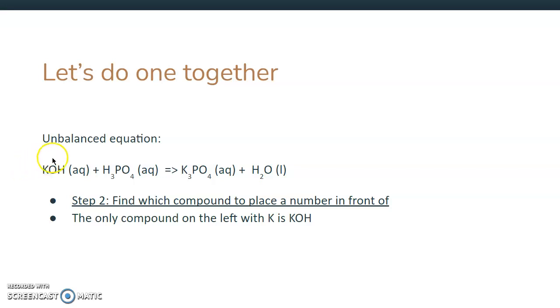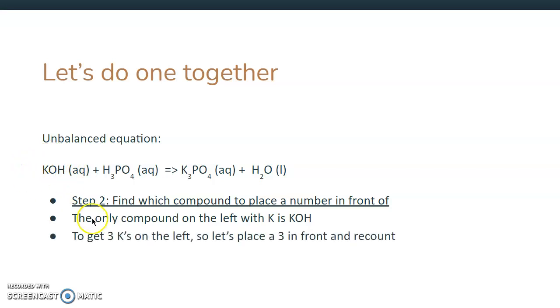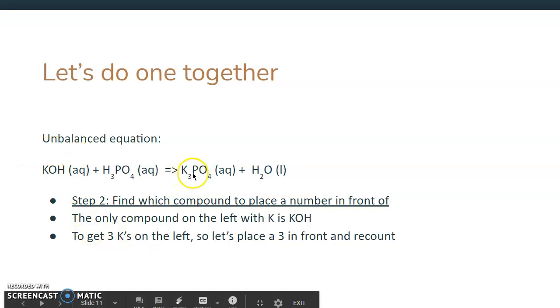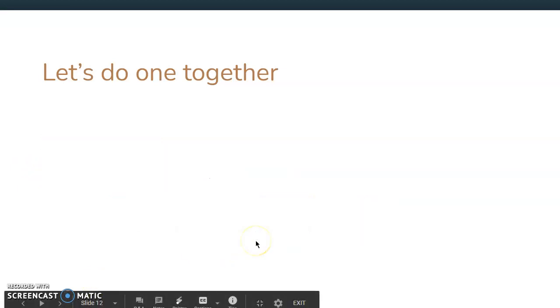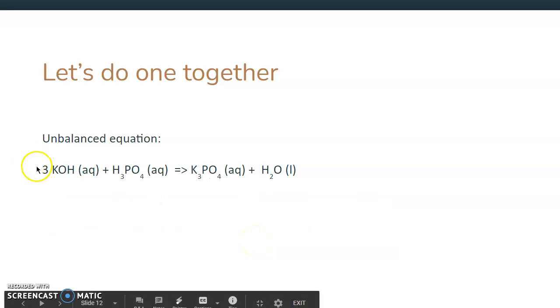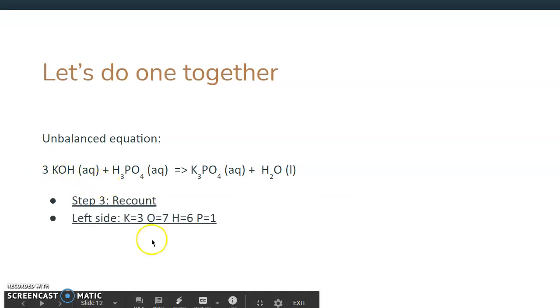So K is the only one. If we need more K's on this side, we're going to have to multiply this compound, this KOH. We need to get 3 K's on the left because we have 3 K's on the right. So we'll multiply it by 3 because 3 times 1 will give us 3. Let's place a 3 in front of it. Now we have a 3 KOH, and let's recount. So step 3 is to recount.